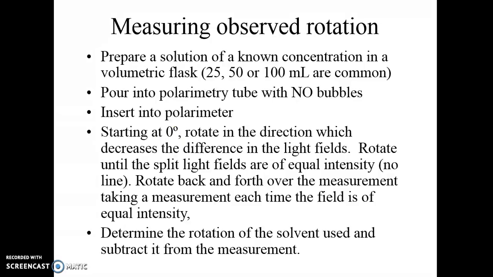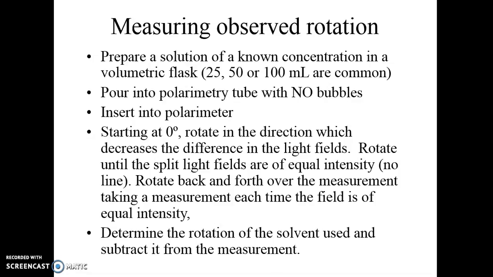You're going to see when you look through the eyepiece, you will see two halves of a circle split in half. And if it is a chiral compound, the two halves will be a different light intensity. So one might be dark and the other one light.